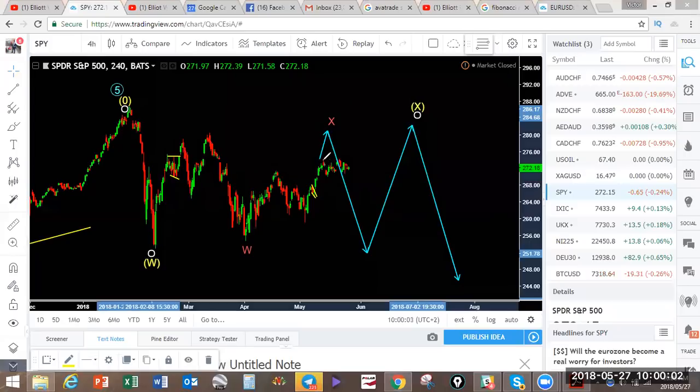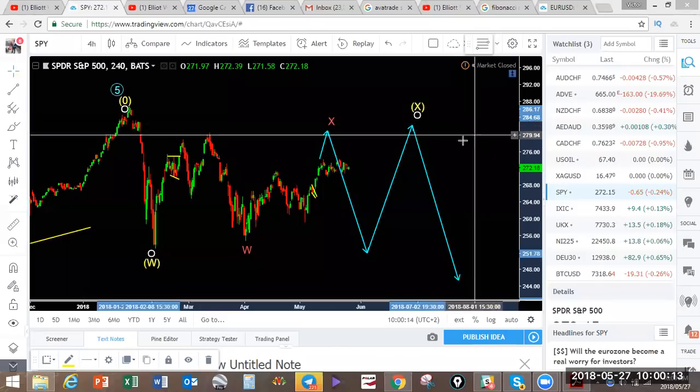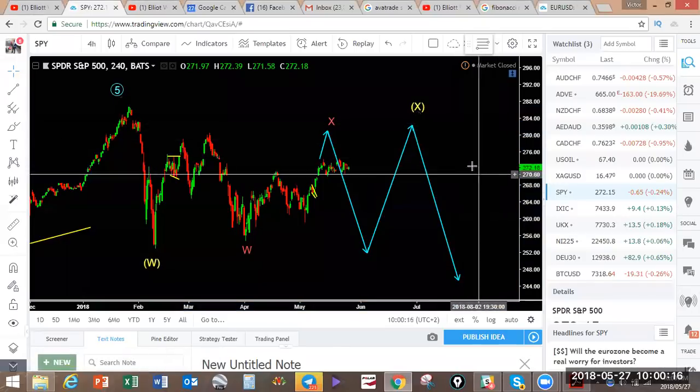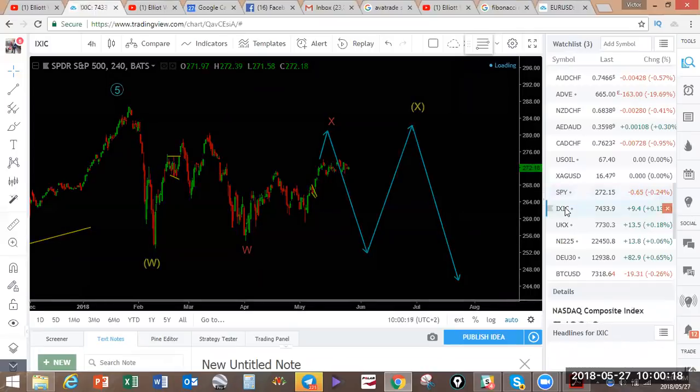So the next immediate move is to wait for this correction to complete, and you're going to get this short move to the upside. It can even come and test this one here, but we'll see as it happens. We'll look at the volume expansion when it breaks. That is the S&P and the NASDAQ.